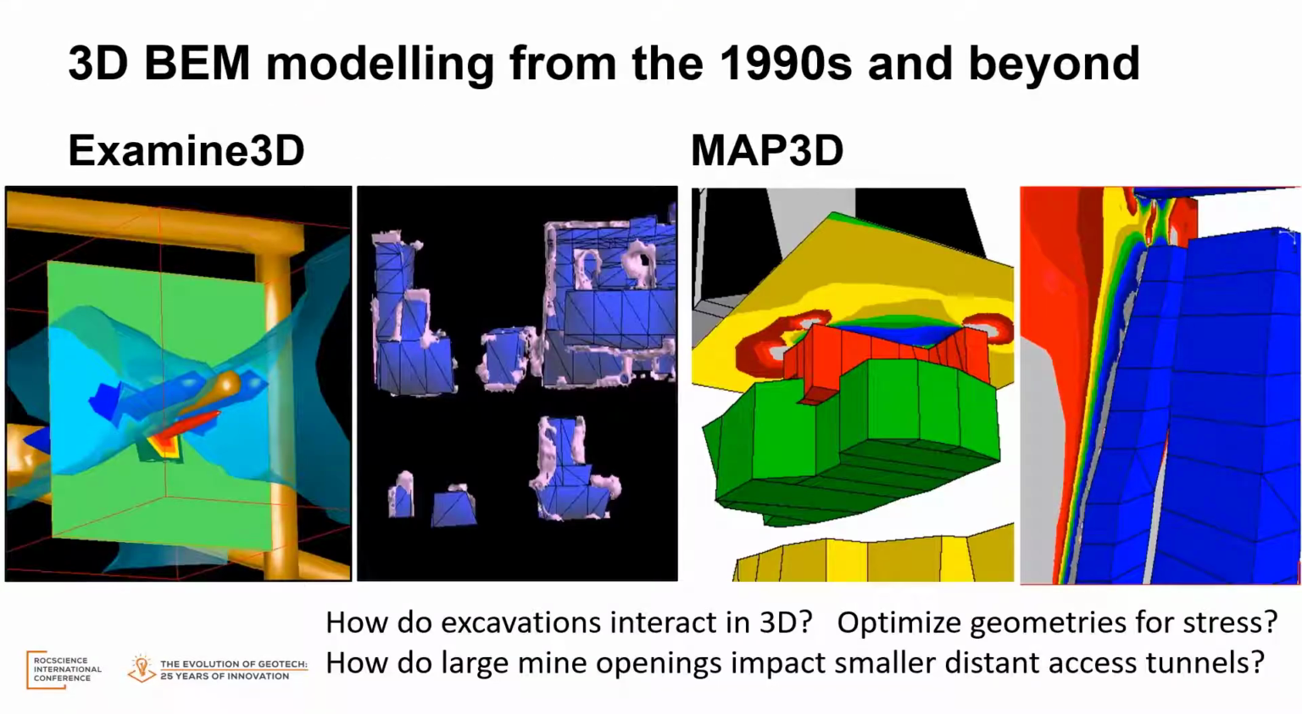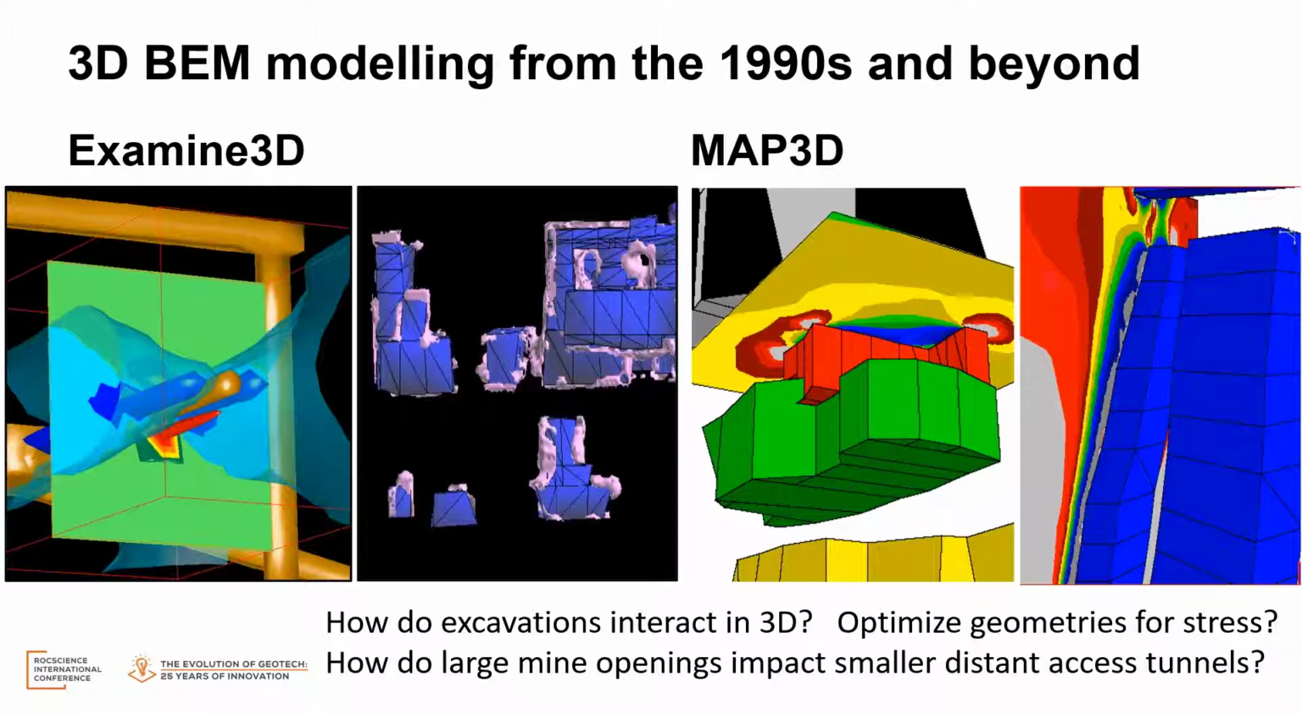Now, of course, this basic idea can be expanded into 3D, and these models were around prior to the 90s, but their incorporation into 3D user-friendly software and in the form of Examine 3D or Map 3D really revolutionized mining analysis in particular, and complex cavern geometries where tunnels are intersecting. Here we could look at how the interaction of excavations changed the stress field. Could we optimize geometries for the stress? How would large mine openings affect smaller distant tunnels? These were all questions that were now open to be answered through 3D elastic modeling.